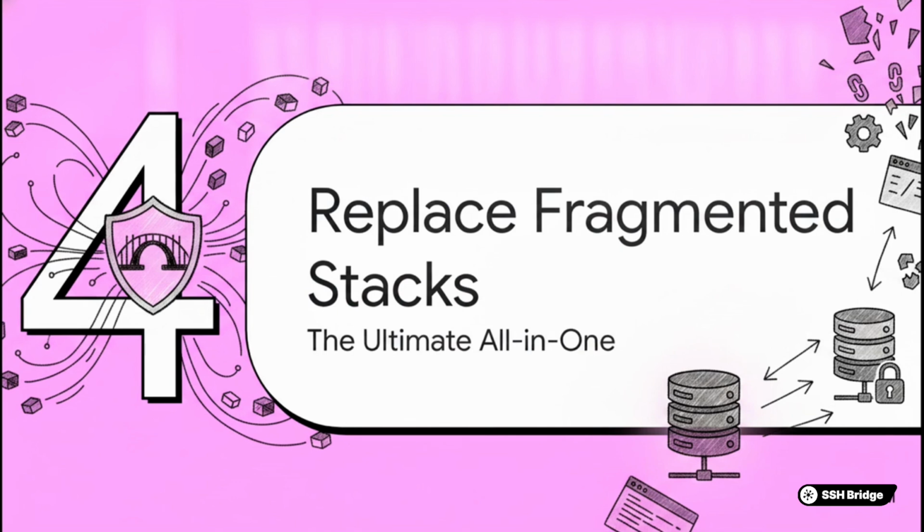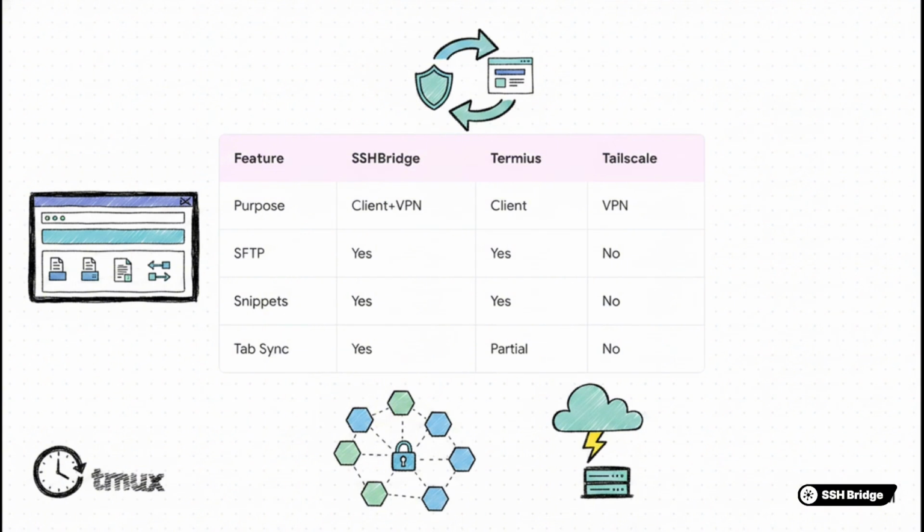Section 4, replacing your fragmented stack. The ultimate all-in-one solution. Now, what's really interesting about this is how it redefines the market landscape. Usually, you have to make a choice, right? You either use an SSH client like Termius for a nice UI, or you use a private mesh VPN like Tailscale for actual network security. Well, SSH Bridge essentially merges them both. It gives you all those polished SSH client features like SFTP, saved snippets, and true multi-tab sync, but it also integrates the private mesh networking directly. Plus, that automatic persistent TMUX session is a totally unique advantage that doesn't require you to go through a tedious manual setup on every single host.